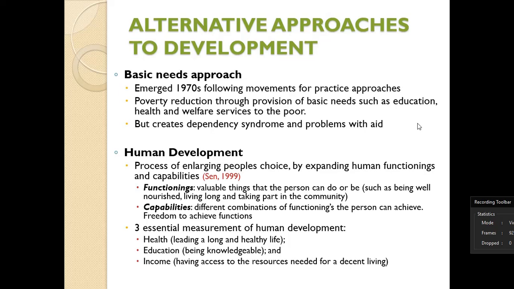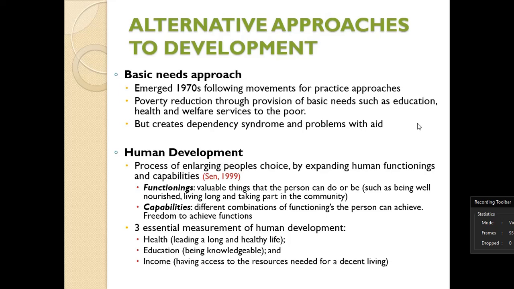Then there is a human development approach, which looks at the processes of enlarging people's choices, whereby their valuable things can be expanded. And of course, for instance, what a person can do or be, such as being healthy, living longer, taking part in community, and so on. Those are termed as functionings. And then, of course, you have capabilities, which are a combination of different functionings that a person can achieve.